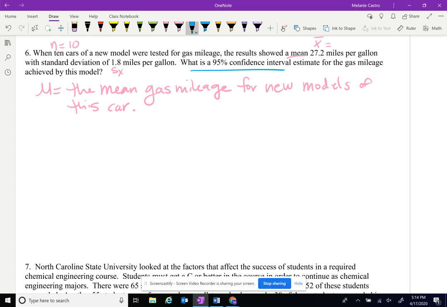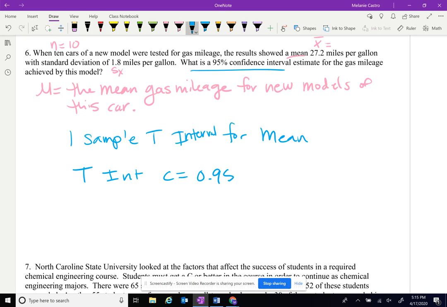And this should be a one sample t-test for means. Oh, I just said it's not a test. T-interval. Okay, so in our calculator, it's just a t-int, and confidence level should be 95.